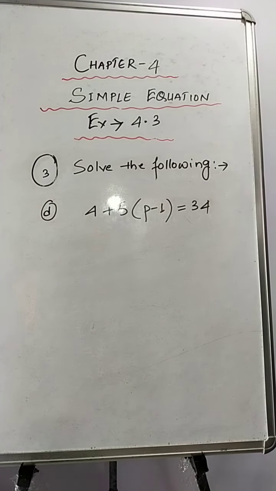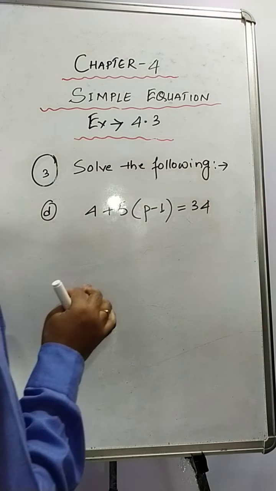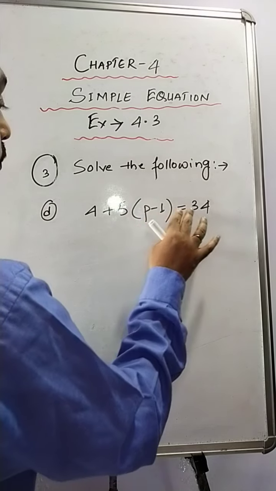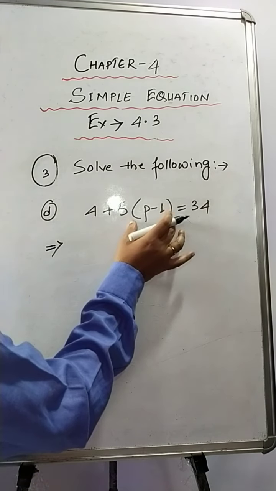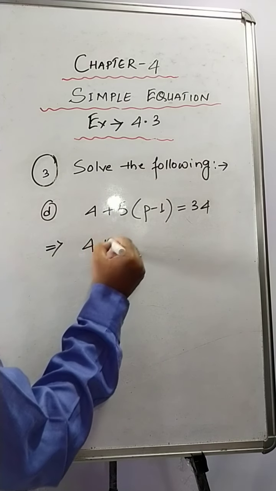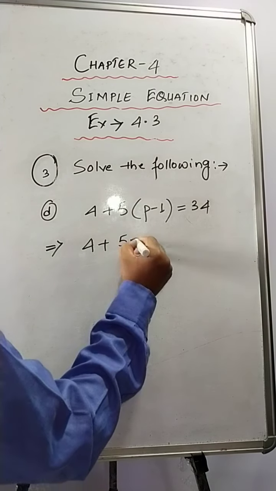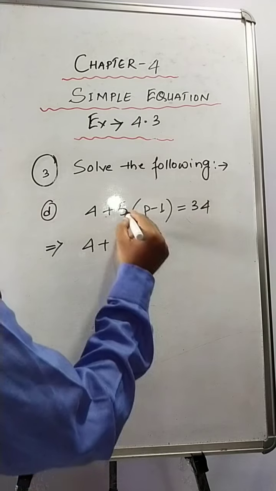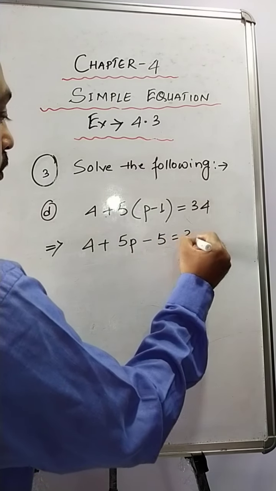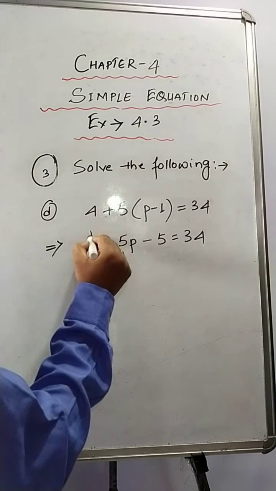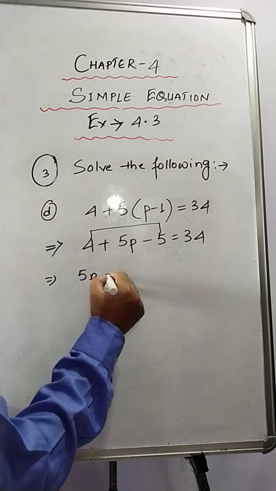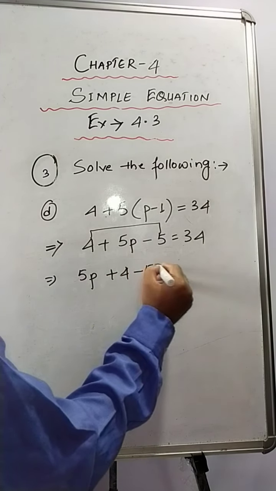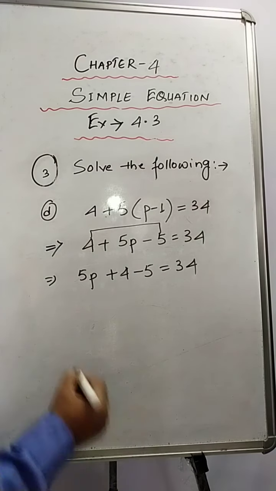Now sum number D we have 4 plus 5 into p minus 1 is equal to 34. Now first let me open the bracket. That is 4 plus 5 into p, 5p, plus minus minus 5 into 1, 5, that would be equal to 34. Now we'll bring these two numbers together. That is 5p plus 4 minus 5, that would be equal to 34.